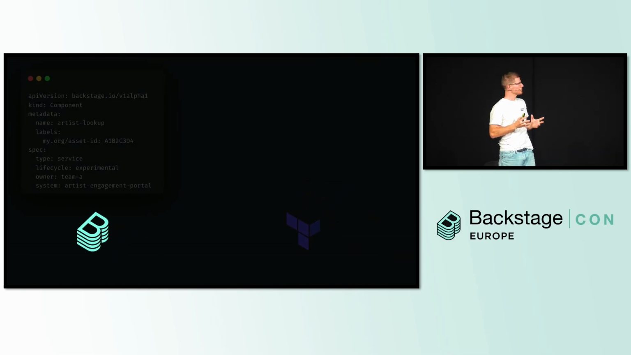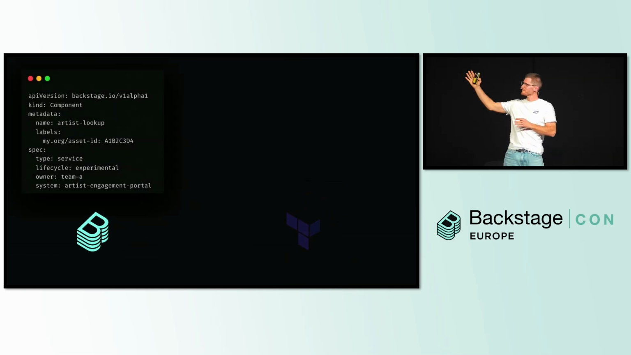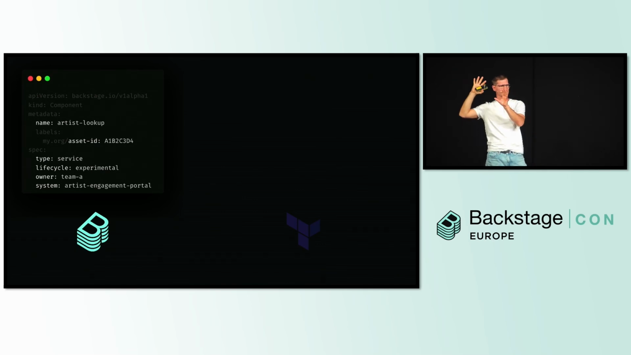Wouldn't it be cool to take this Backstage entity, this YAML file, with all of this nice, juicy metadata? You have an asset ID, you have the owner, you have the type, you have a life cycle, and you can put pretty much anything you want in there, right? You can add labels however you like. Isn't this the perfect blueprint for your labels?